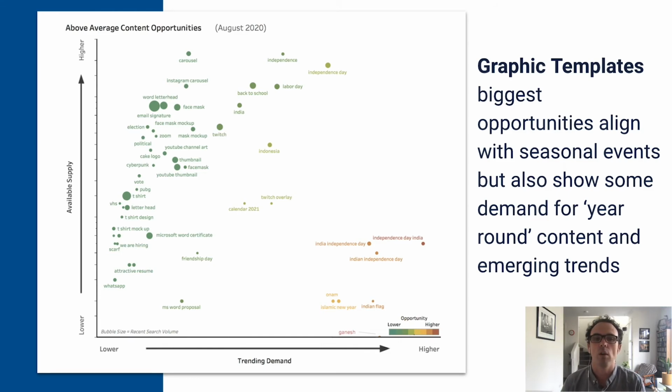And these search terms here are all focused around graphic templates. The key opportunities for graphic templates at the moment are heavily focused around seasonal events. As this is August data, we can see that there's a lot of demand for content around India's Independence Day. There are also some key year-round emerging trends within here. Many of these we've touched on today, such as Twitch and Instagram related terms. There are many more here that you can explore for yourself.